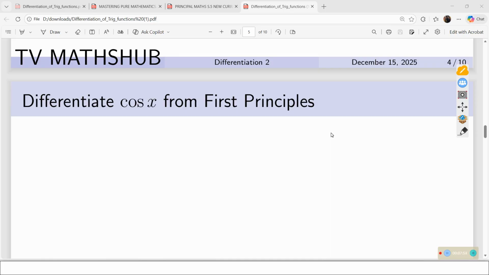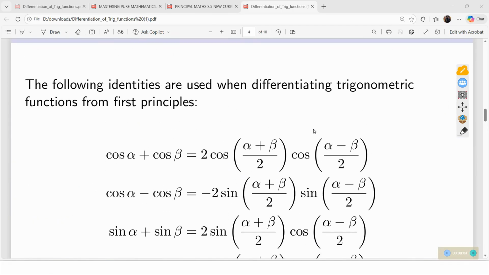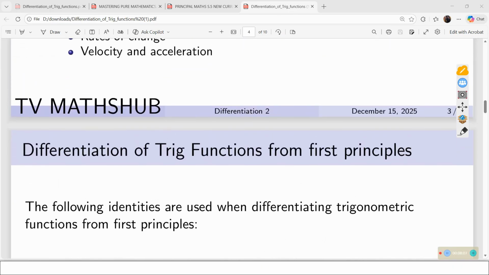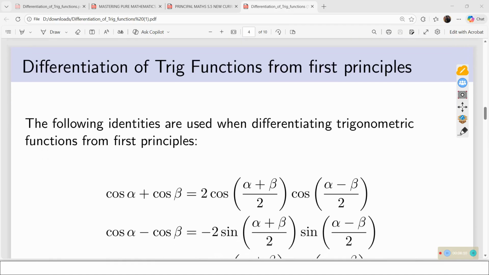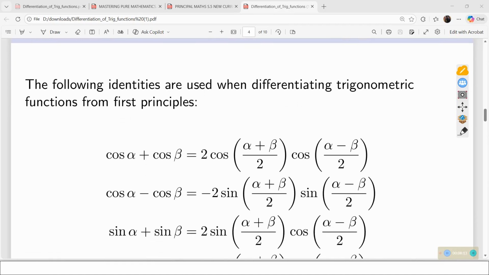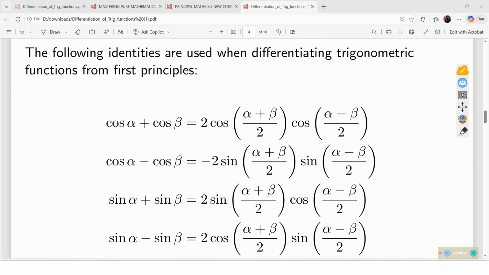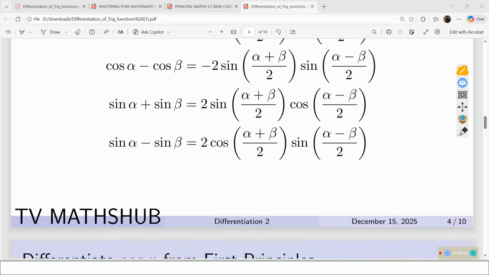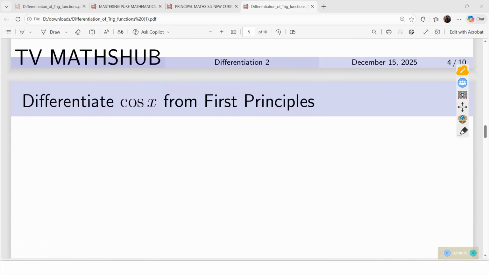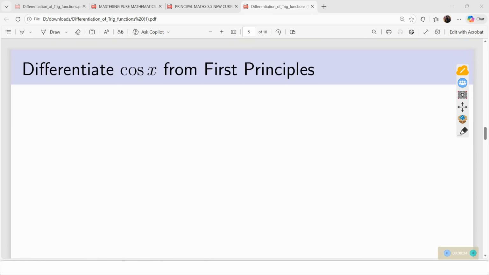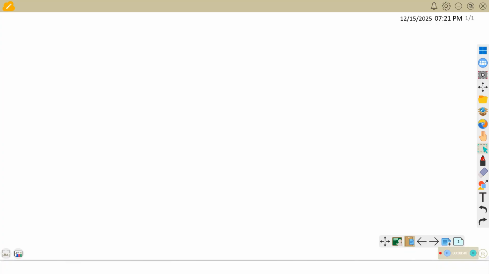Okay. For those that have just joined, we are looking at differentiation of trig functions from first principles. To do this, you must know some of these identities, especially the factor formula and how to deal with compound angles, that is the expansions for sine and cos. We want to begin with our first trig function, which is cos. We want to look at how best we can differentiate cos of x from first principles. So how do we do that?